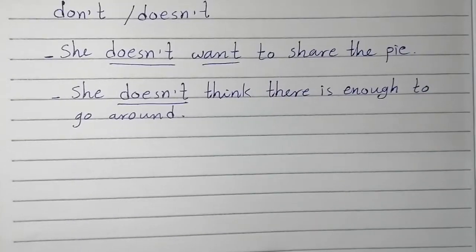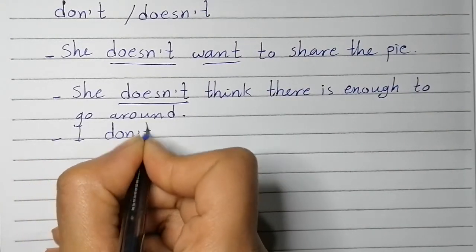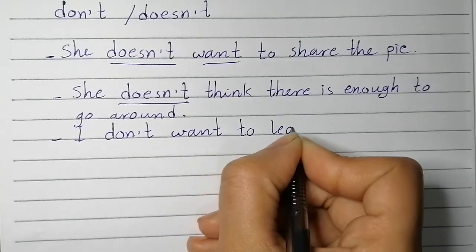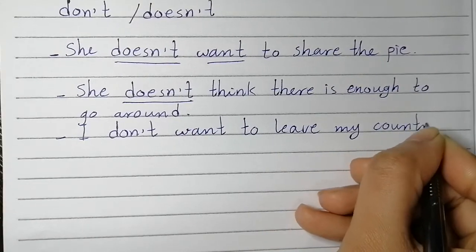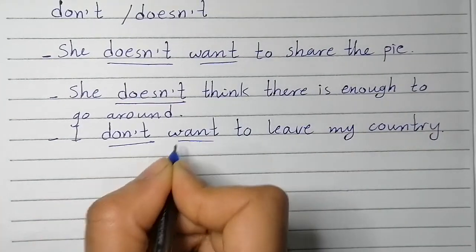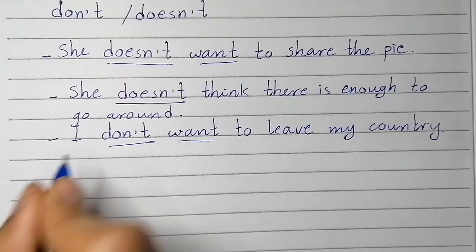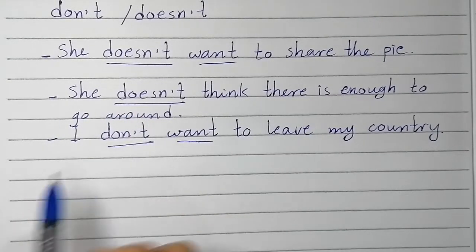Also, another example. I don't want to leave my country. I don't want to leave my country. Don't want. They don't. We don't. You don't. But she doesn't. He doesn't. It doesn't.